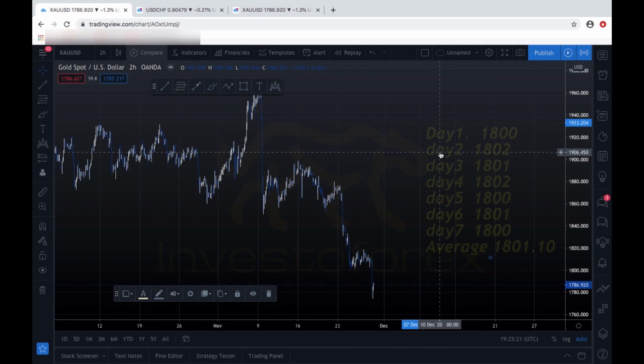So moving average is the average of the moving prices. For example, here is day 1. Its price was 1800, and on the second day it was 1802. Third day it was 1801. So we have a total of 7 days. The average of these 7 days, that's 1801.10, was the average price of the last 7 days. It is called moving average because the price moves.